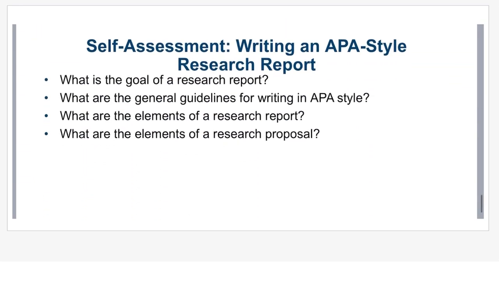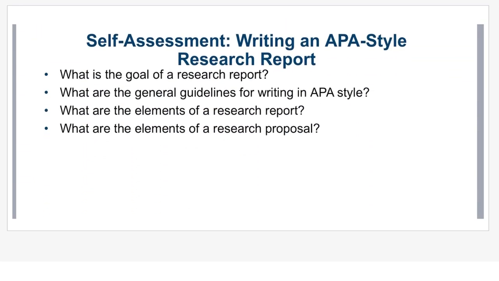So that is it for chapter 16. Just to review, what is the goal of a research report? That was in 16.1, where we talked about you want to include what was done, what was found, and how that's related to past research. The goal is to be able to make it public so that other researchers can use that information to further more knowledge, more research, all of that.